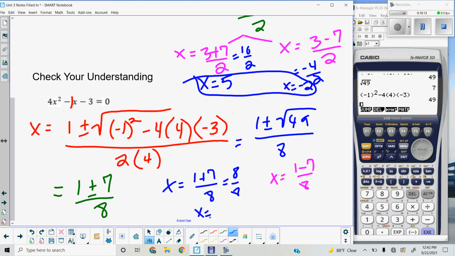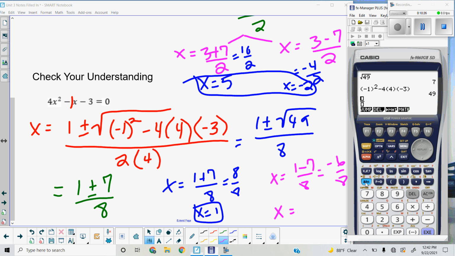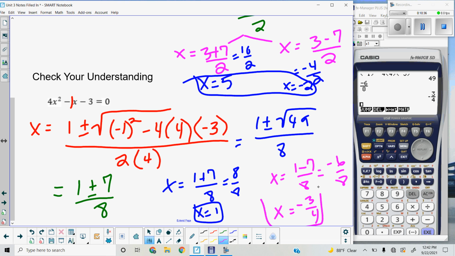So x equals 1. And then on the right, we get negative 6 over 8, which we can reduce. And if you're ever unsure if you can reduce, you can put it in your calculator. Negative 6 over 8. And it tells me that that is negative 3 over 4. If you can't reduce it, it'll just pop out the same fraction. So those are our two answers. That is where we are going to stop. We'll look at some more of the challenging examples in class together.